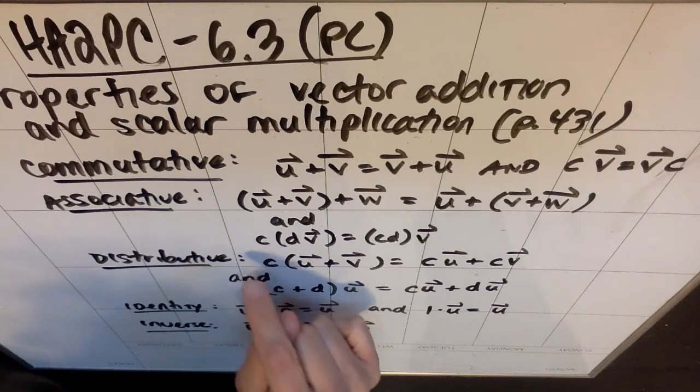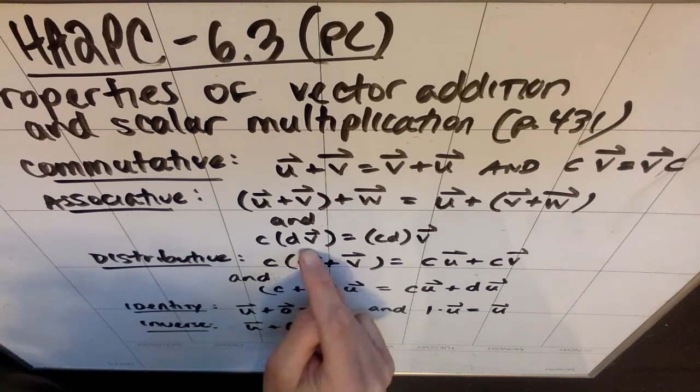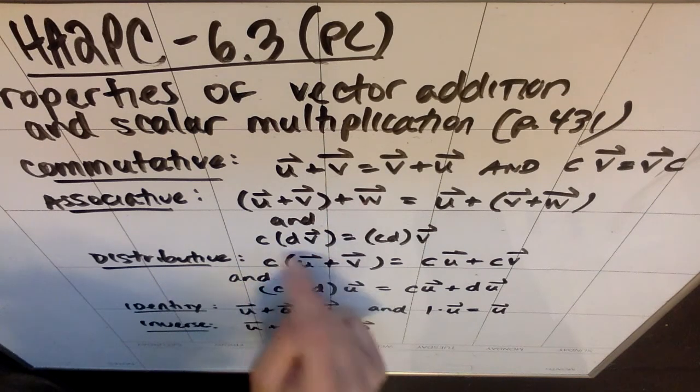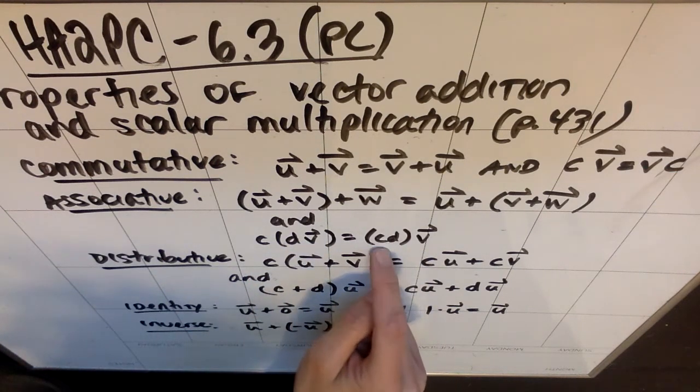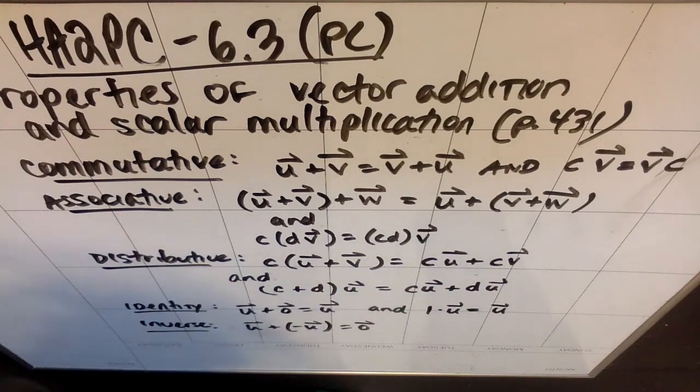Also, multiplying by a scalar is associative. If I have two scalars, c and d, times a vector v, I could either do c times the quantity vector v times d, meaning I did this multiplication first and then c, or I could have done c times d first and then multiplied the whole thing by vector v.